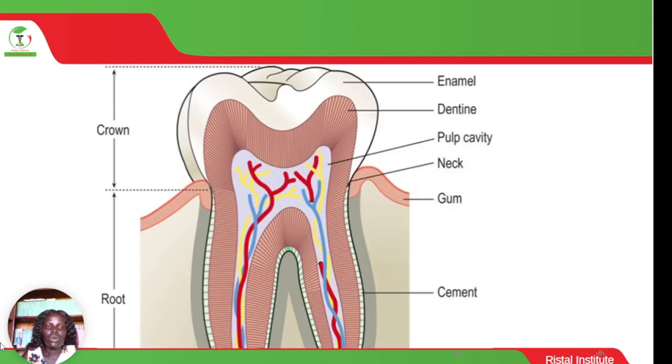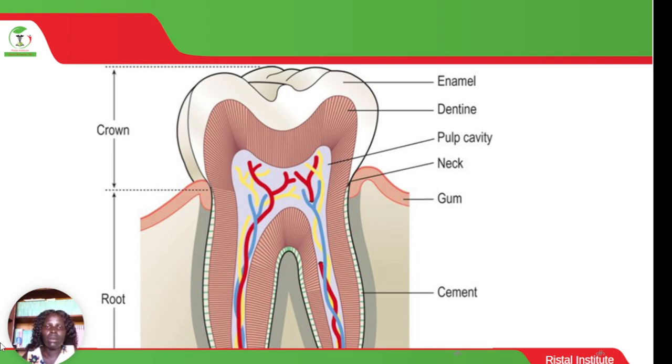So right there we have the structure of the tooth, and those are the parts that I was talking about. Right up here, the part of our teeth that we can see is the one called the crown. Then down we have the root. You can see that we also have the neck right here. The neck is the one between the root and the crown.